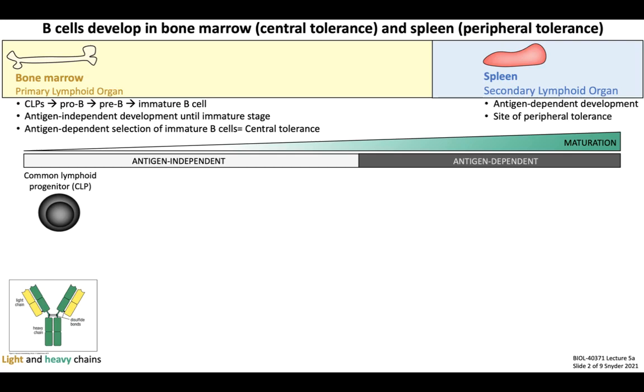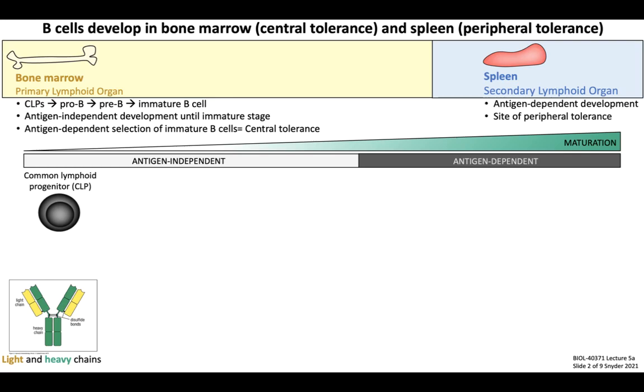We can separate out the early stages of B-cell development which take place in the bone marrow versus later stages of development that take place in the spleen. In this diagram, we will work step by step through the main stages of B-cell development, which will increase in maturity as we move from the left to right across this slide.